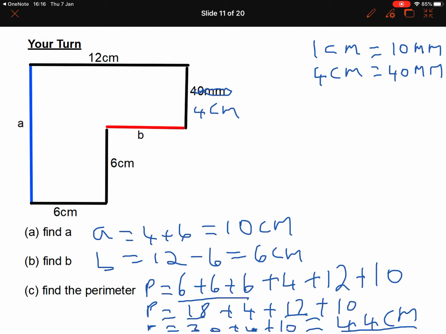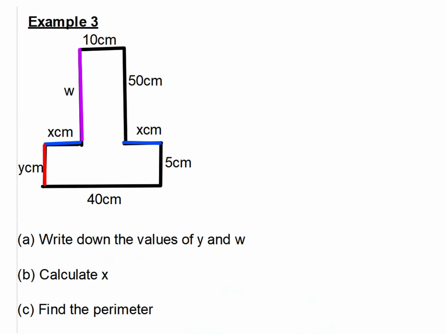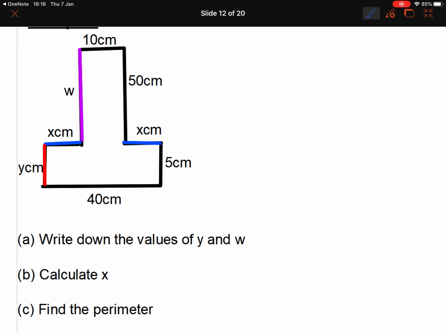Right. Please copy down what you don't have. Okay, so let's have a go at another. Well, I did have these anyway, but it doesn't matter. It's good that I've gone through this with you anyway. All right, so can we copy down this example, please?